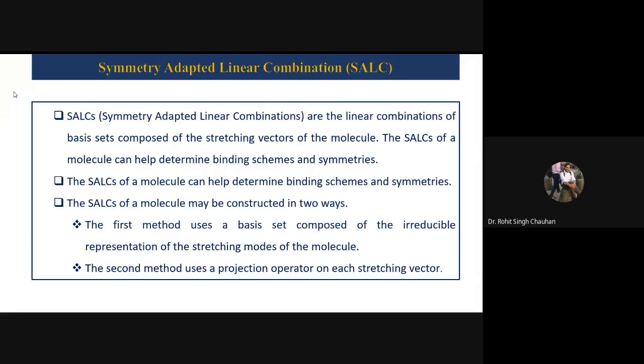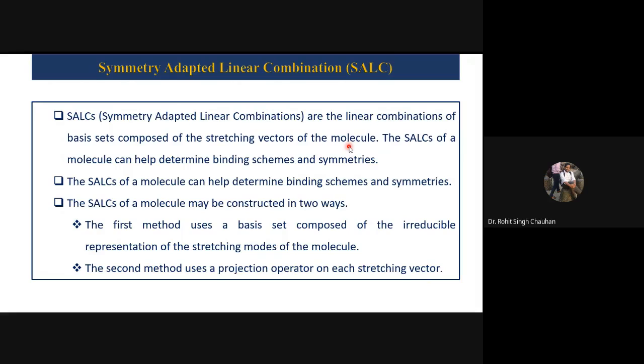So what is SALC? SALC is symmetry adopted linear combinations. As I mentioned in the definition, SALC is the linear combination of a basis set composed of the stretching vector of the molecule. Means what? In any geometry, there are minimum two variables: one is a bond length, another is a bond angle.